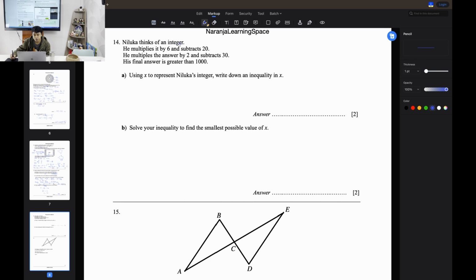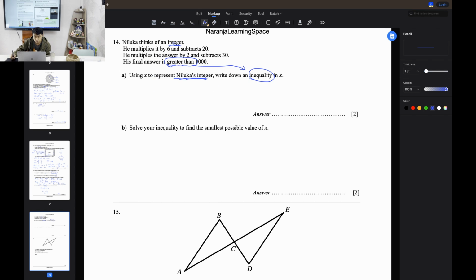Niluka thinks of an integer. He multiplies it by 6 and subtracts 20. He multiplies the answer by 2 and subtracts 30. His final answer is greater than 1000. Using x to represent his integer, write down an inequality. Okay, so this is an inequality. Where does this inequality come from? Comes from greater than.